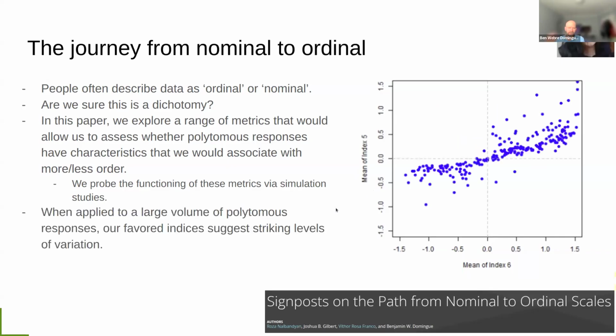What I want to emphasize here is that when we apply these metrics to a large volume of polytomous responses, these indices suggest that there's really a lot of variation, that what looks like ordinal data may really vary quite dramatically. In all of these cases, we have putatively ordinal values, and yet, as you can see just from the variation on either the x or the y-axis, we have really striking levels of variation, such that data over here are much more ordinal than data over here, and that is entirely masked if we just think about these as all ordinal data.